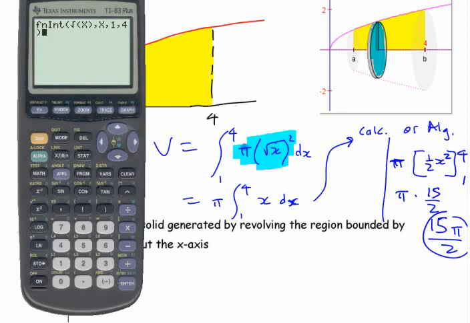Notice I'm leaving the pi out because I want to be able to turn this into a fraction. Oh, I didn't square it. You're right. I could just put x. You're right.